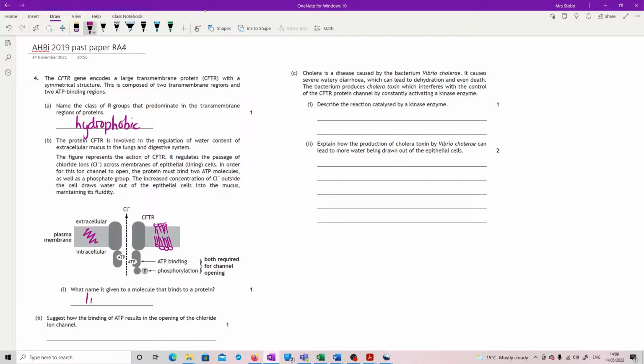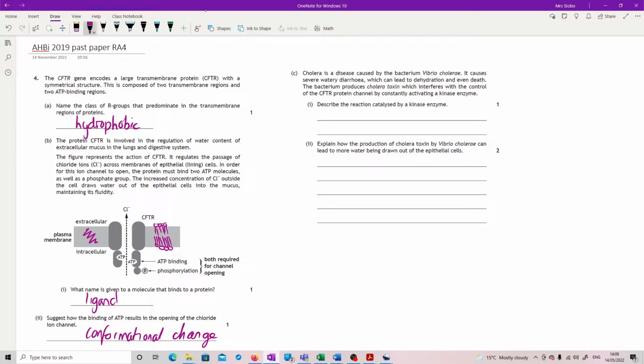Okay, what name is given to a molecule that binds to a protein? That's a straight definition. Ligand. Okay. Suggest how the binding of ATP results in the opening of the chloride ion channel. This is your default one. Okay, if we bind ATP, I'm looking for a conformational change. Always going to get you the mark.